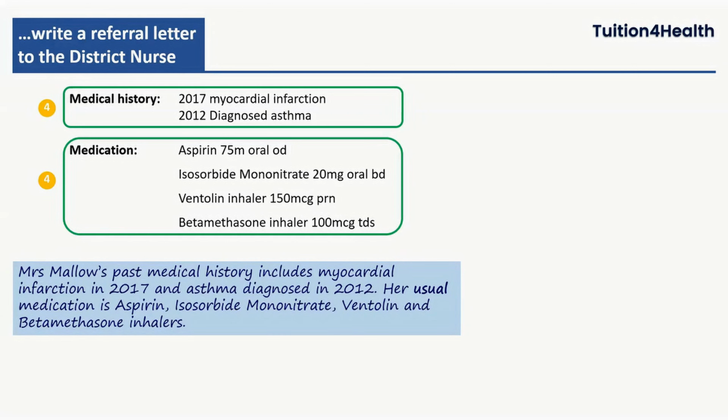Mrs. Mallow's past medical history includes myocardial infarction in 2017 and asthma diagnosed in 2012. Her usual medication is aspirin, isosorbide mononitrate, Ventolin and betamethasone inhalers. The word "usual" tells the district nurse that she was taking these drugs before she came into hospital and is familiar with them, so including the dose is less important.